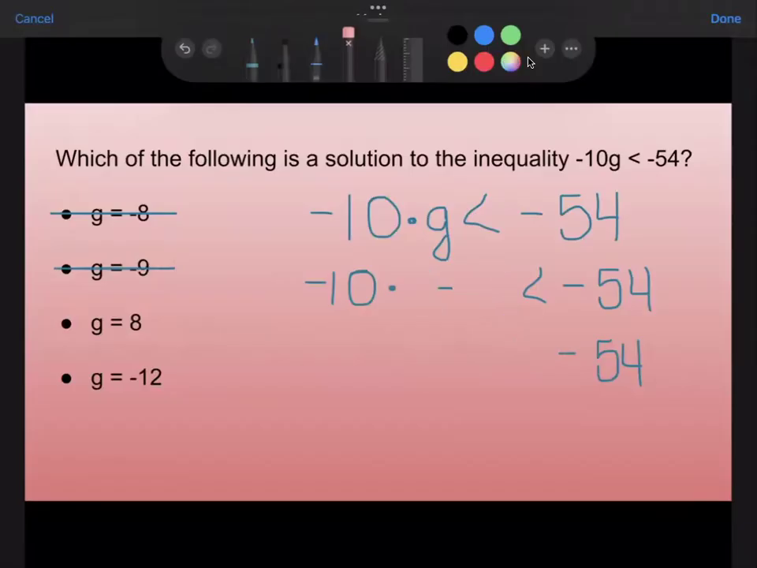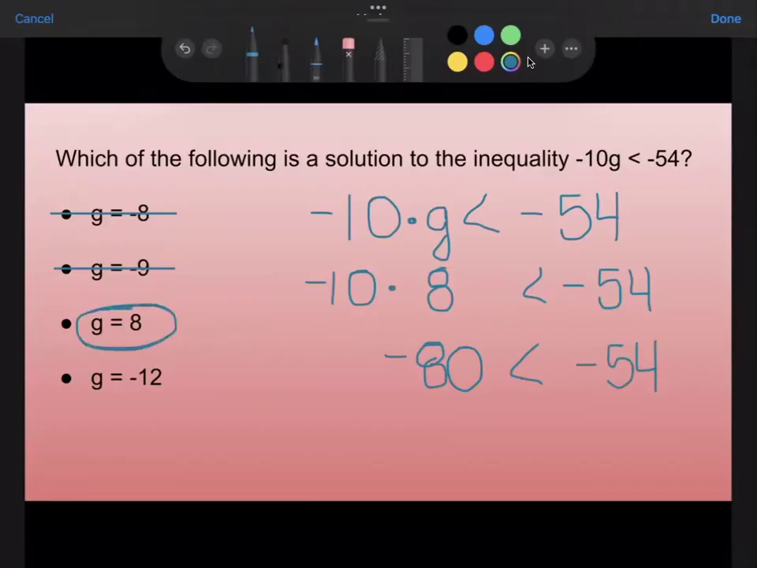I'm going to erase these, but leave the same frame up, and replace that g with a positive 8 this time. That's my next option. Negative 10 times positive 8 is negative 80, less than negative 54. So now I have a true statement. Negative 80 is less than negative 54. So g could be equal to 8. That is one of the possible solutions.